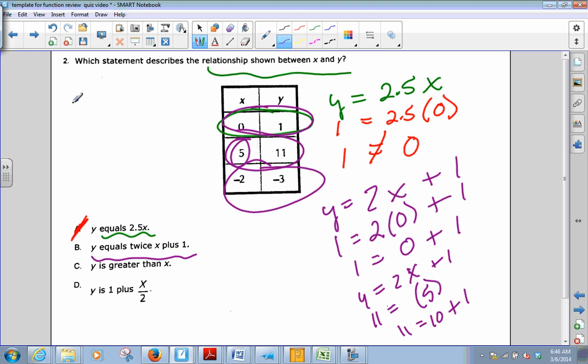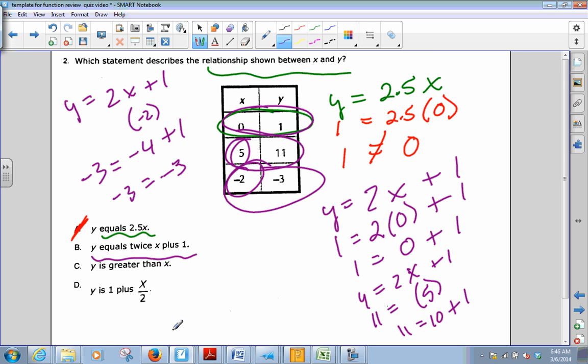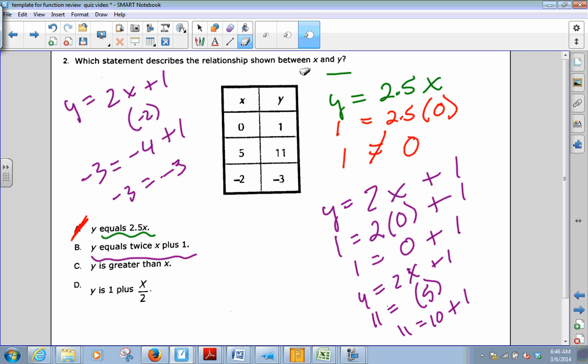I'm going to try this point over here. I'm kind of running out of room. So y equals 2x plus 1. Now I'm going to put negative 2 in for x. 2 times negative 2 is negative 4 plus 1. Y is negative 3. Negative 4 plus 1 is, in fact, a negative 3. So I know that B is the correct answer because I was able to plug in all 3 values for x into that equation, y equals 2x plus 1, and they always balanced out.